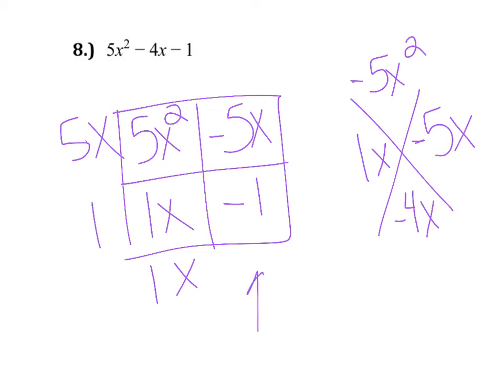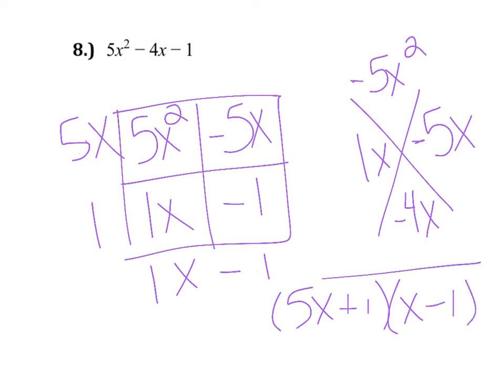And then down here, we need something times 1 to give us negative 1. So you can always take negative 1 and divide it by 1, and you'll end up with negative 1. So our parentheses will have 5x plus 1, and then x, or 1x, minus 1. And again, order doesn't matter. You could have these two parentheses flip-flopped.